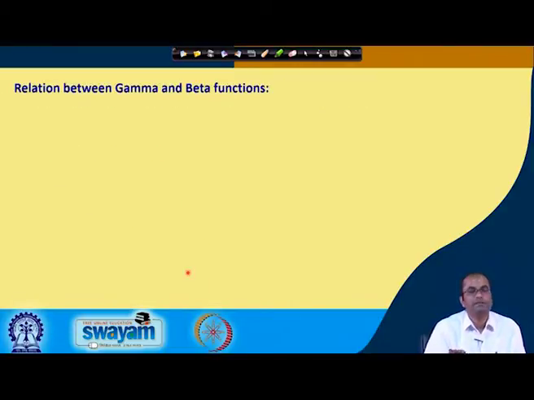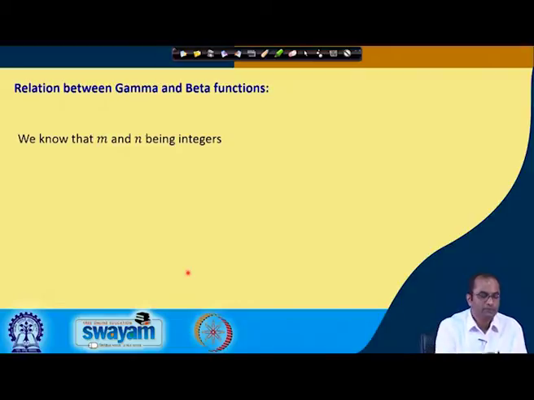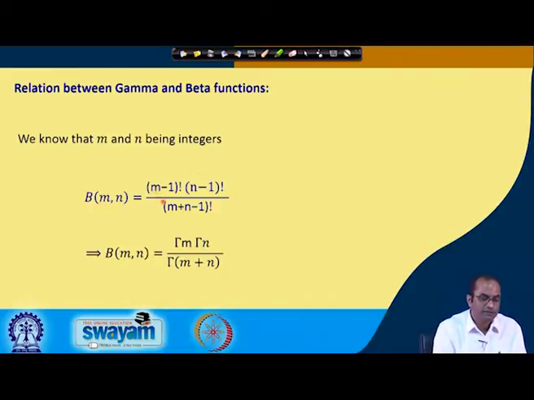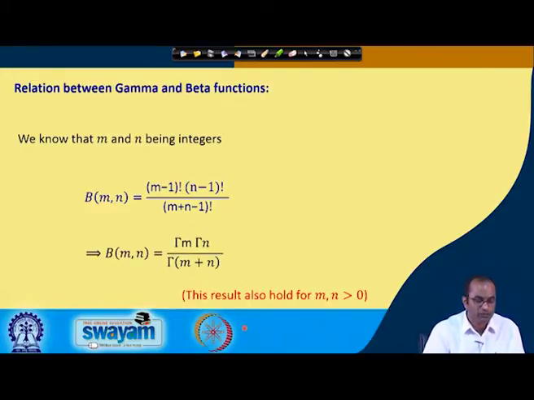So, the relation between the gamma and beta function: we know that when m and n are both integers, we have seen this relation that beta m n can be written as factorial m minus 1, factorial n minus 1 over factorial m plus n minus 1. In terms of the gamma function, because we have seen that gamma m is nothing but factorial m minus 1 and gamma n is nothing but factorial n minus 1, gamma m plus n will be factorial m plus n minus 1.